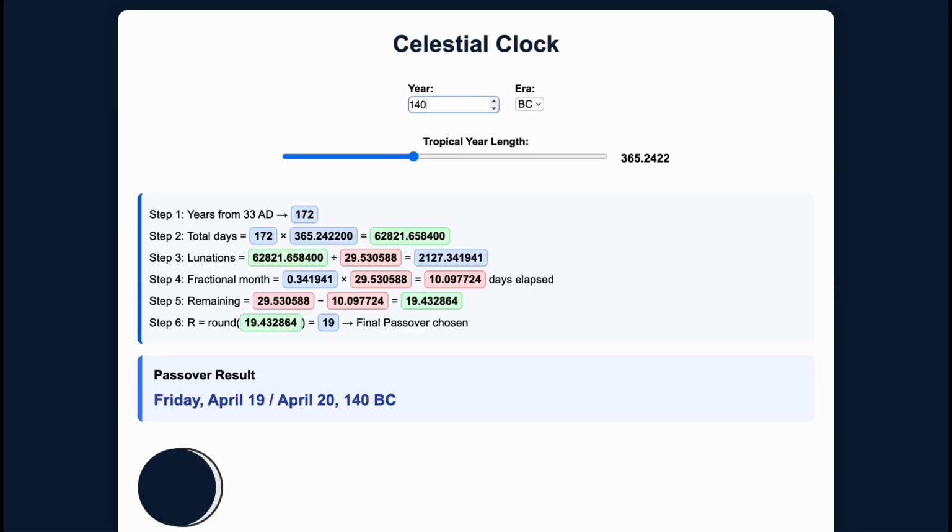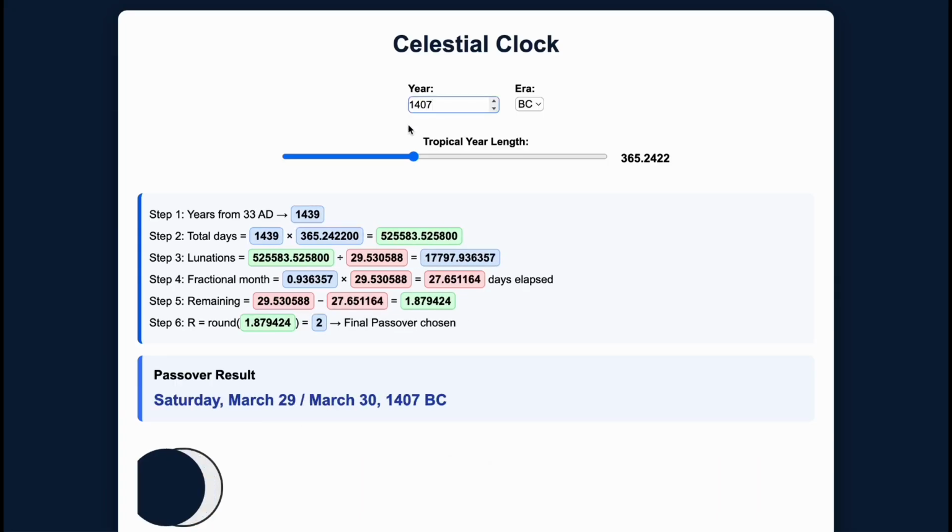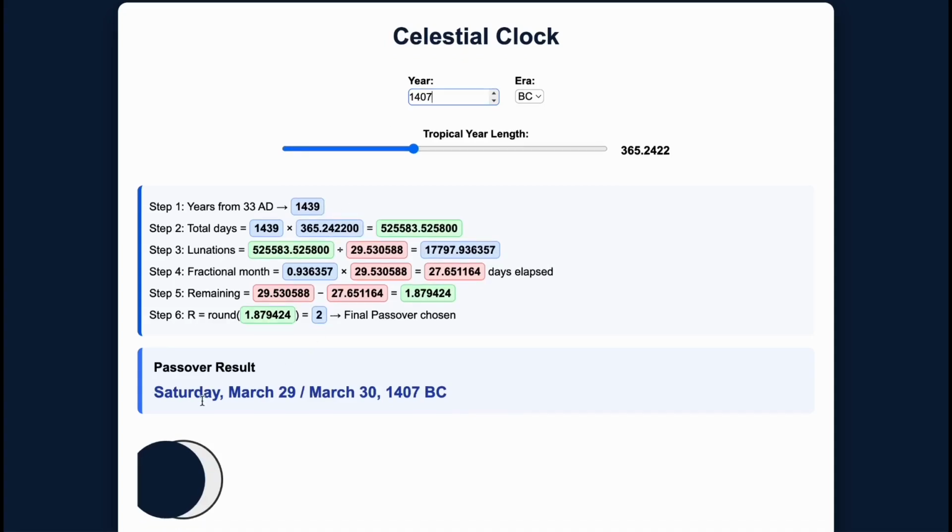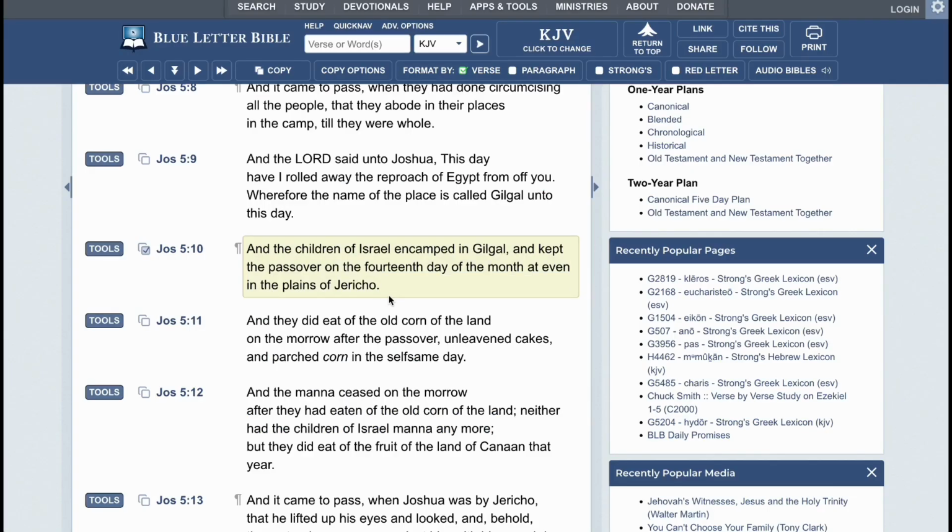Now, if we jump 40 years later, this is when they crossed the Jordan River. We'll see that Passover is calculated to be Saturday, March 29th / March 30th of 1407 BC. So here we read in Joshua 5:10, "And the children of Israel encamped in Gilgal, and kept the Passover on the 14th day of the month at even in the plains of Jericho." So this is letting us know that if Passover was kept in 1447, the next day they left, then we're, and this is 40 years later, this is 1407, that means we are correct in understanding that it's 40 years to the day.